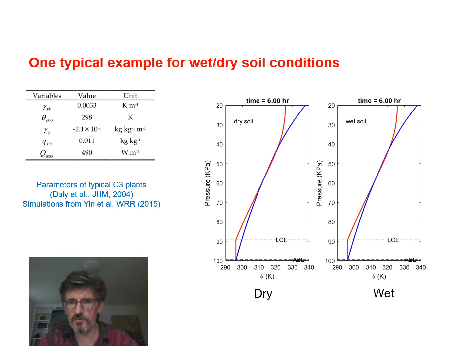So this is a simulation done by Yin again, where he considered typical values of the free atmosphere. You have the lapse rates, gamma theta, gamma q, and so on, the maximum radiation at midday of 490 watts per square meter. And in terms of the soil-plant system, he considered a typical C3 plant in two conditions: one in drier soil and one in wetter soil conditions.